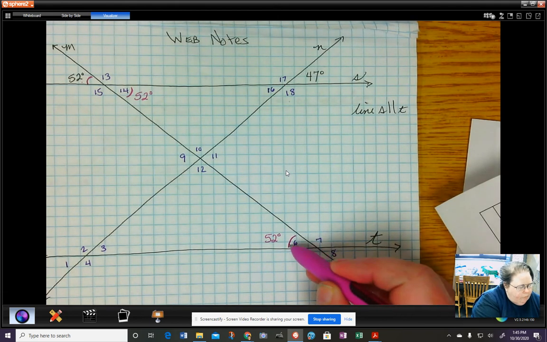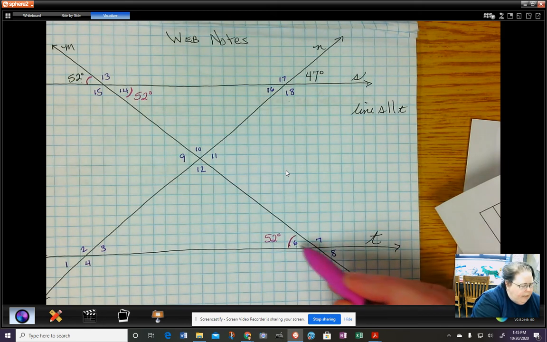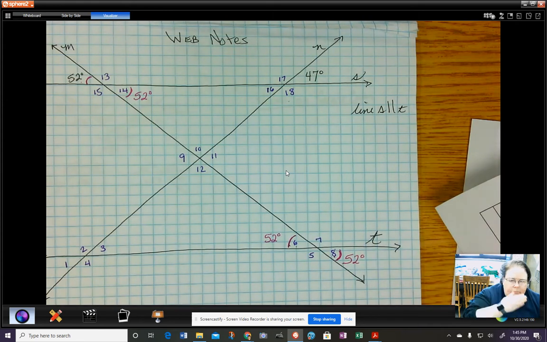So if I know angle 6, then do I know angle 8? Why? Angle 6 and angle 8 are vertical angles. And what do I know about vertical angles? They are congruent. So angle 8 is 52 degrees. Okay? So I've got all that I can do right now without doing some math. I haven't done any math. I've just used my properties.